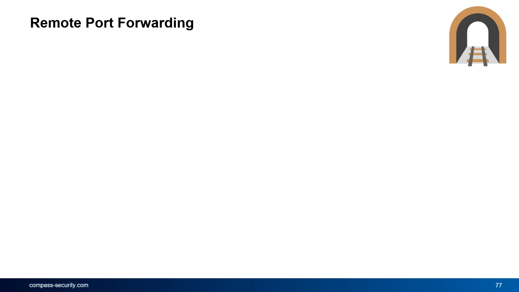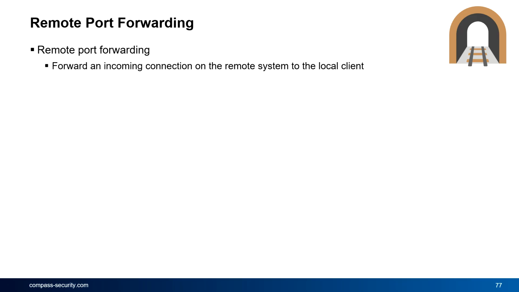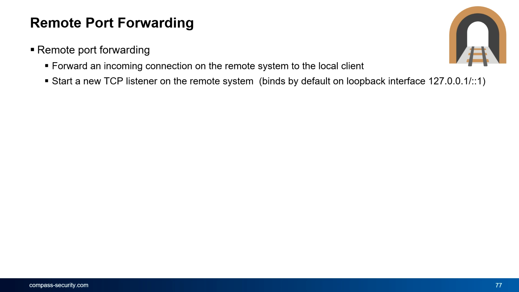The opposite is also possible. This is called remote port forwarding. This forwards an incoming connection on the remote system to the local client. So this starts a new TCP listener on the remote system. This also binds by default to the loopback interface. And the command can look like this.